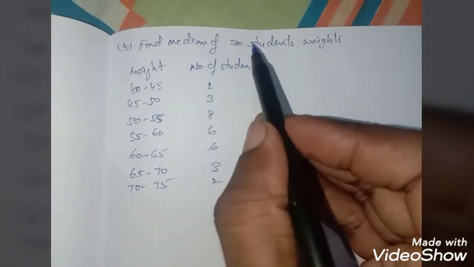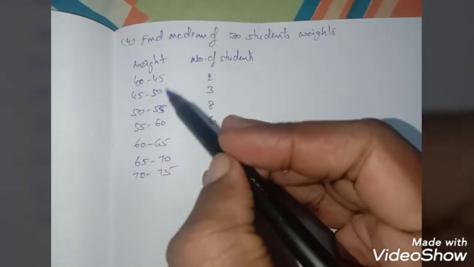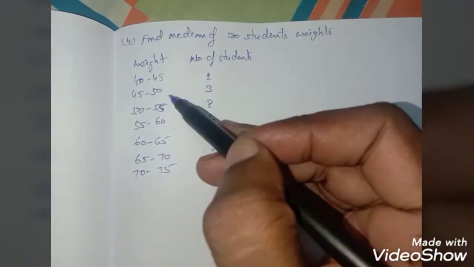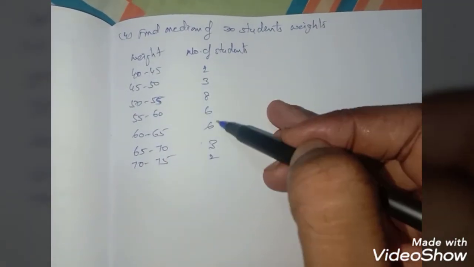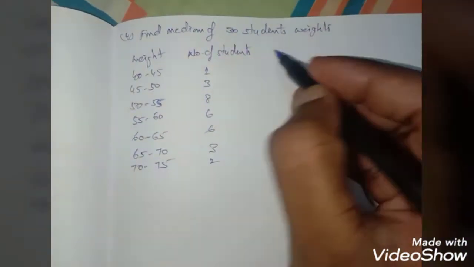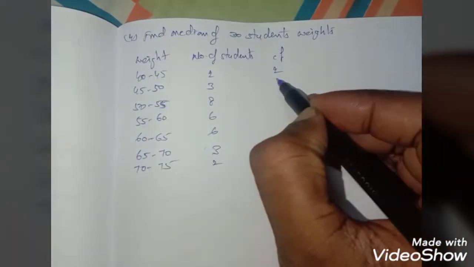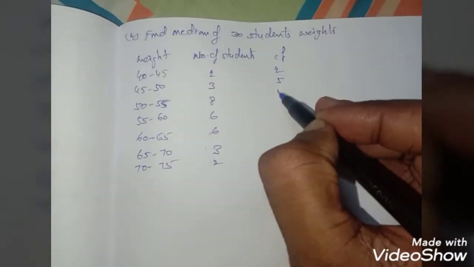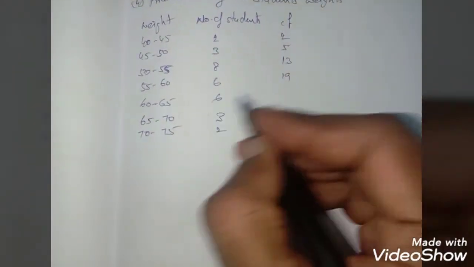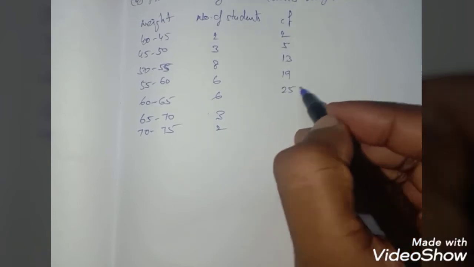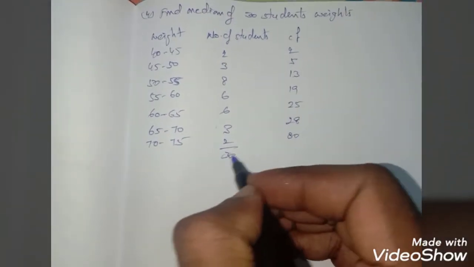Okay, so the next question is find the median of 30 students' weight. The weight is given and the number of students is given. Here you don't have any difference between the class limits, and your frequency is also correct, so I can directly find your CF. CF is nothing but 2. 2 plus 3 is 5. 5 plus 8 is 13. 13 plus 6 is 19. Next, 19 plus 6 is 25. 25 plus 3 is 28. 28 plus 2 is 30. So the total frequency is 30.